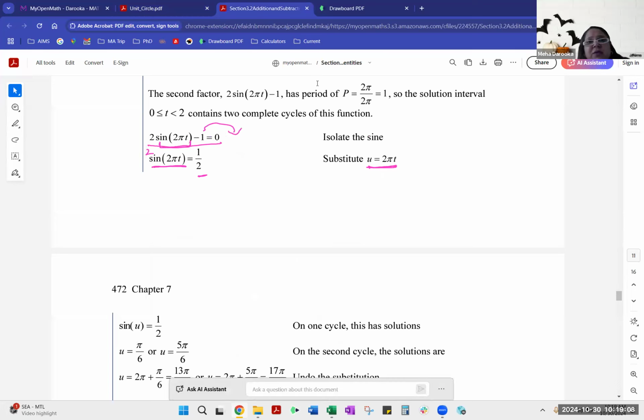So once you have those angles in there, then we can go back and undo our substitution, right?